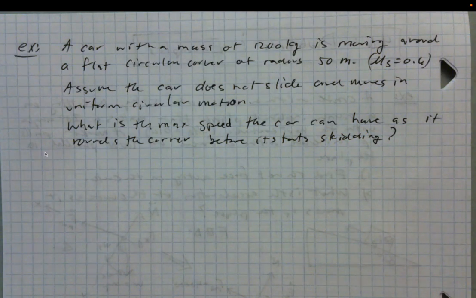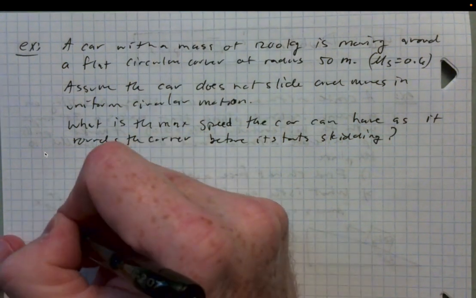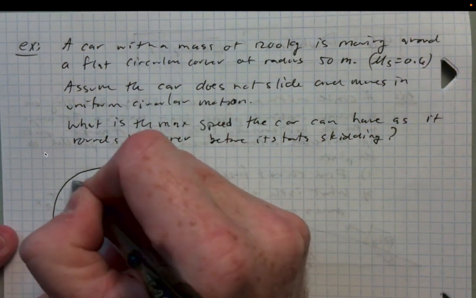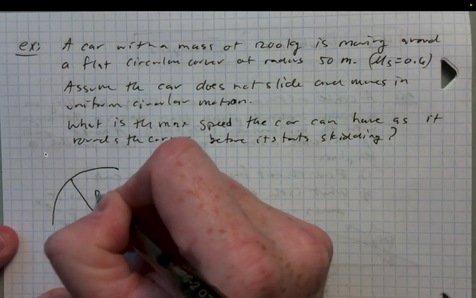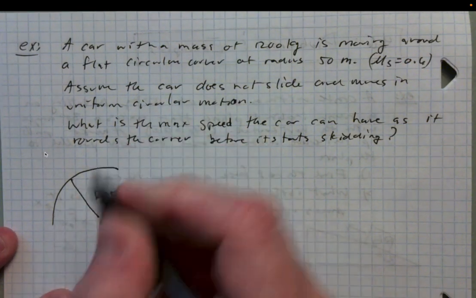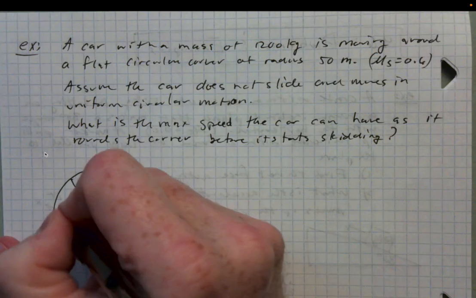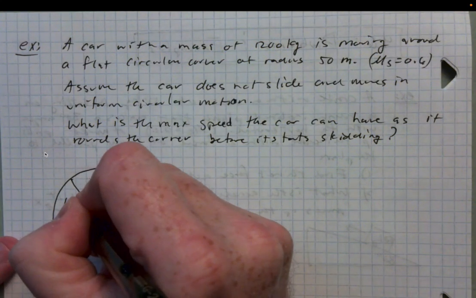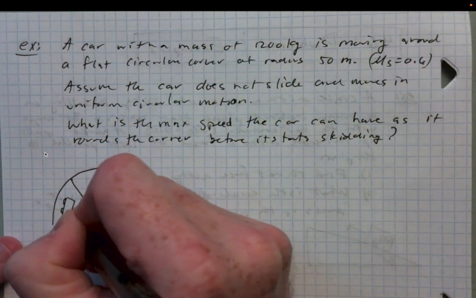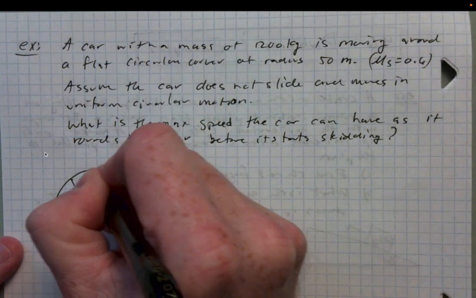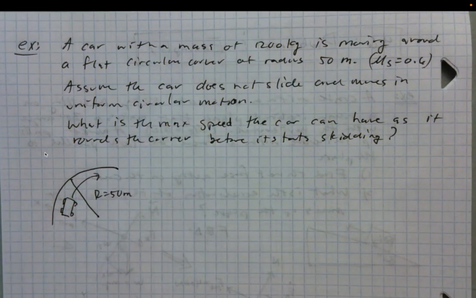Okay, so let's draw some pictures here. This is the top-down view. I got this corner, and r is equal to 50 meters, so it's some radius here. And I got this car racing around the corner. It's just heading around this corner. It's got a certain velocity. We don't know what that velocity is. That's really what we're trying to figure out. How fast can this thing go before it starts to skid out?